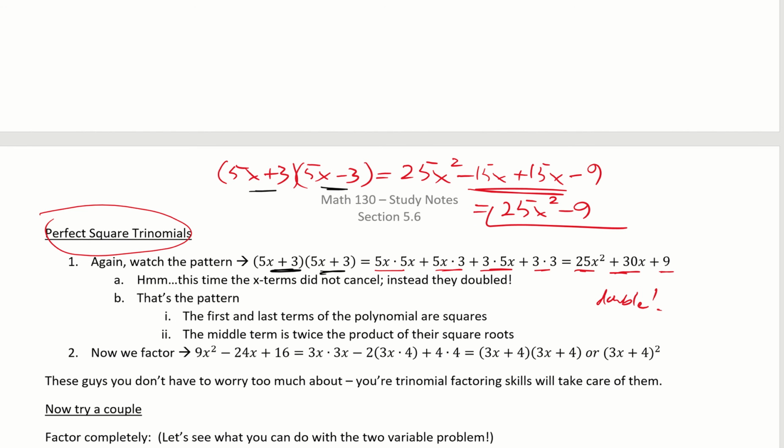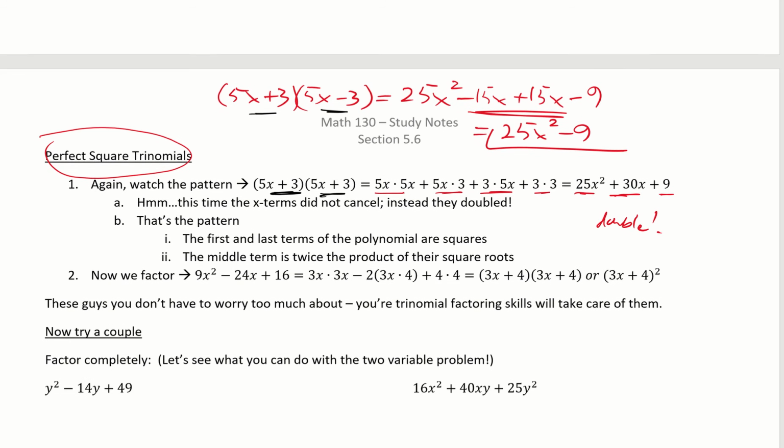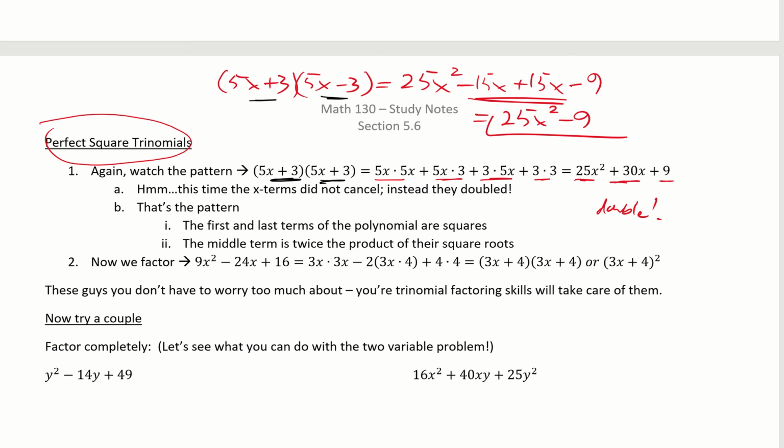So a perfect square trinomial, you don't have to learn this. Anytime you see a trinomial, you can factor it the normal way. But if you like to sense patterns, this is for people that are like, give me something else to think about. This time the x terms don't cancel and they double instead. And that's the pattern. The first and last terms are squares. So it's something squared, and over here something else squared. And in that case, I think, added. And then you're going to have plus or minus the double term.